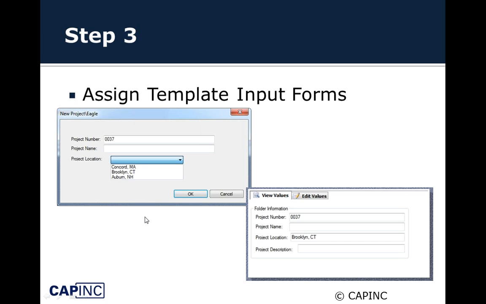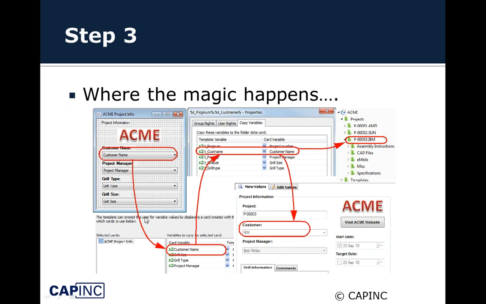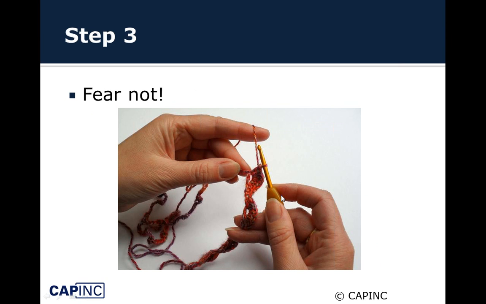But step 3 is the longest step because this is where the magic happens. Because this is where we link the information that we collect during the creation of the template, link it and link it into the folder data card, and potentially all the way up into the folder and file names. Now this looks a bit complicated, but fear not, because I want you to think for a moment. Would you rather sit around and knit your own shirts still?